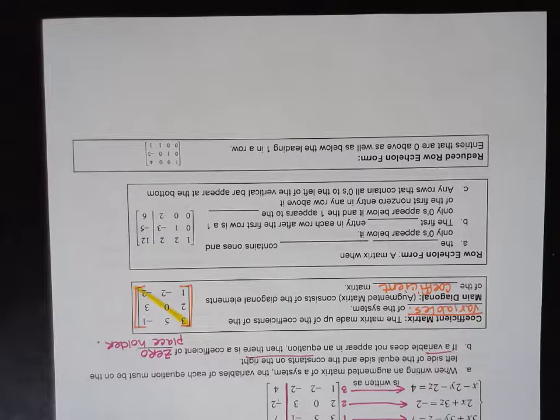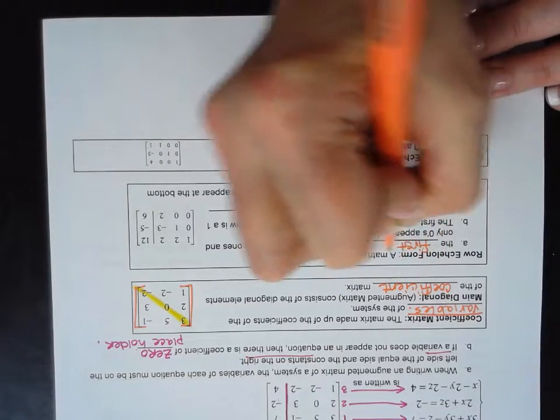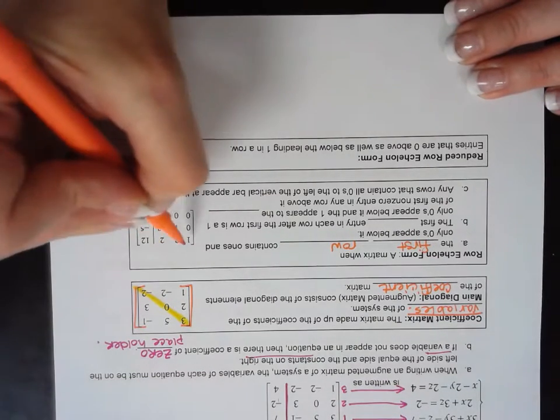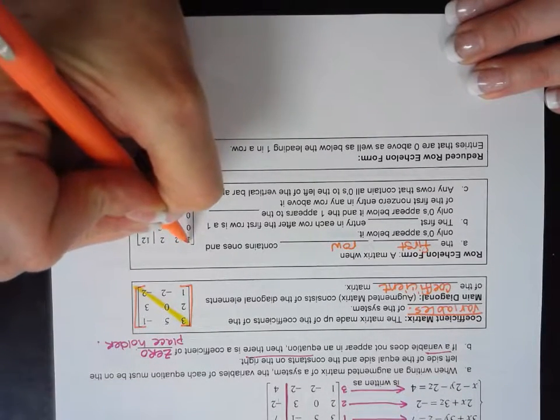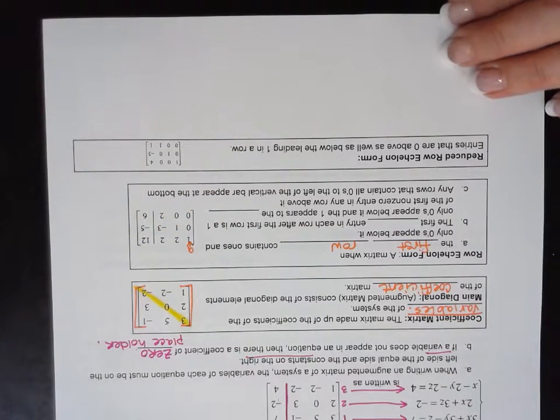All right. Row echelon form is a matrix where the first row contains ones and only zeros below it.